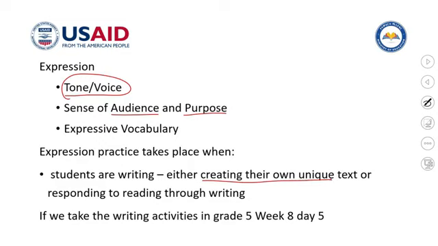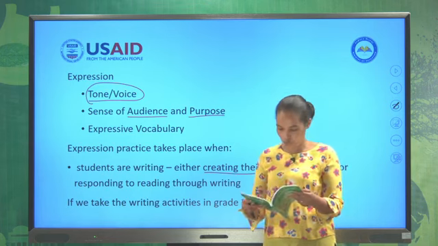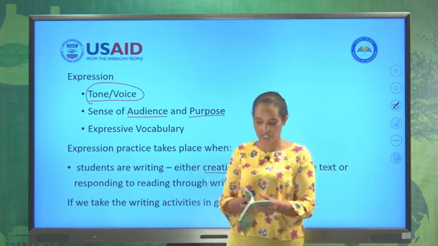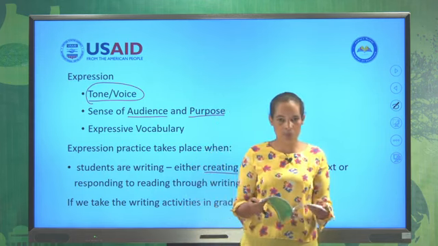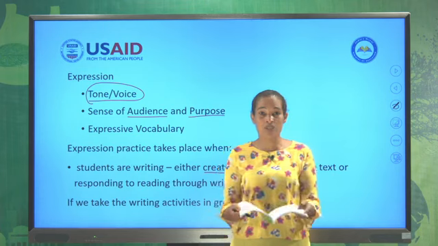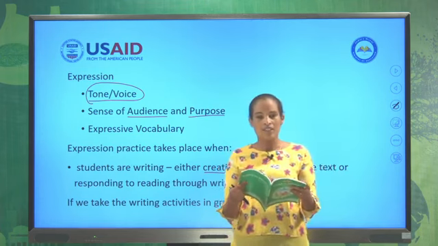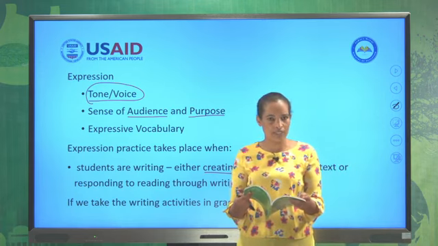For example, we can take the writing activity in grade 5, week 8, day 5. If you have the grade 5 textbook with you, you can take out page 75, page 76, and see how this writing composition is presented and what it needs from the students. It says, write a short paragraph describing ways of improving your school environment.